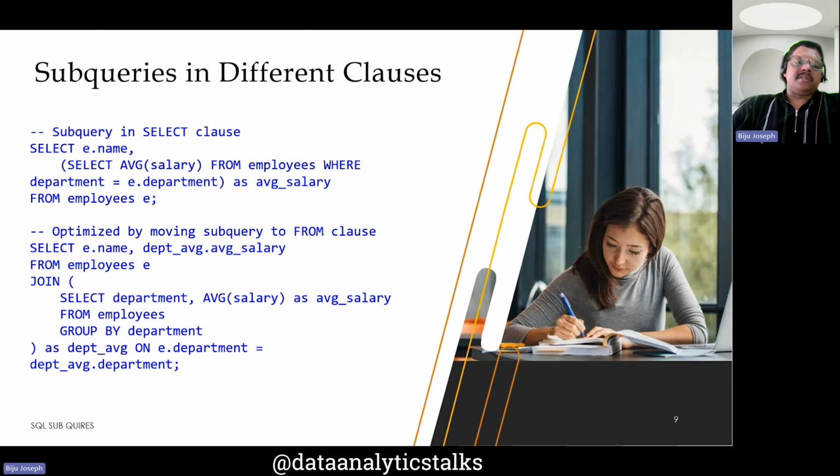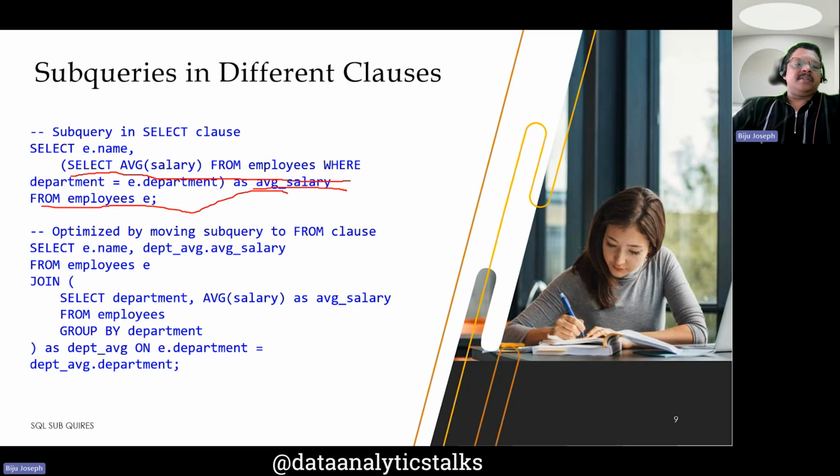Now, subqueries in different clauses. We have a subquery in the select clause. Select e.name. Here we are going to get the average salary in the select clause. So select employee name, then select average salary from employee where department equals e.department as average salary. So this is a direct usage of the subquery in the select statement.